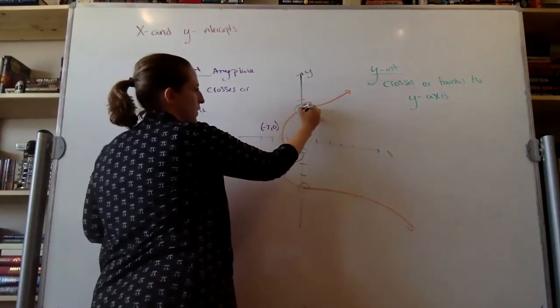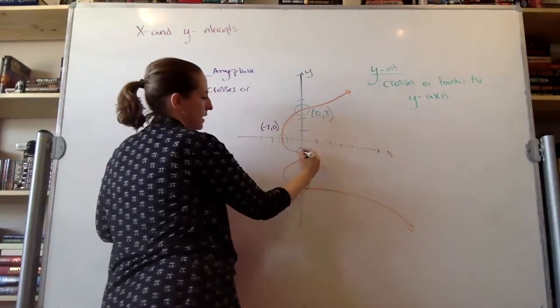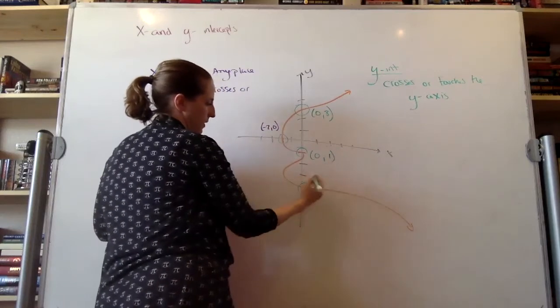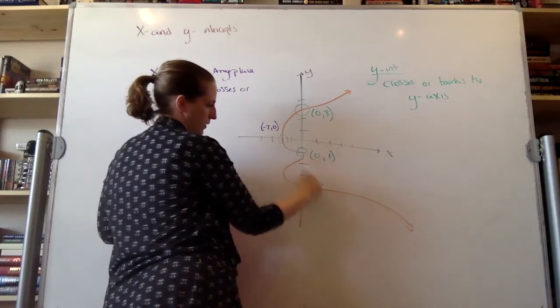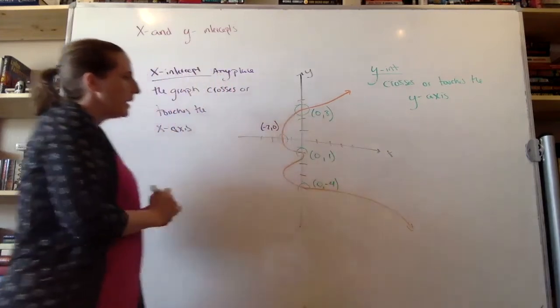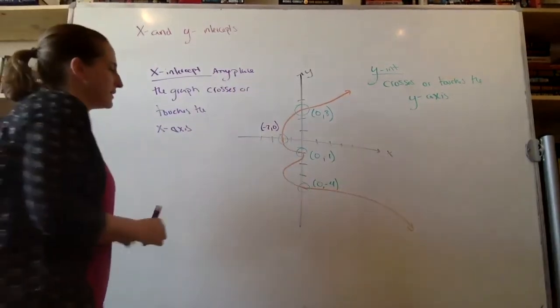Let's give each of those a label. So this is the point (0, 3). This would be the point (0, -1). And this would be the point (0, -4). Okay. So here are some more examples of x and y intercepts. Now let's see if we can make some generalization.